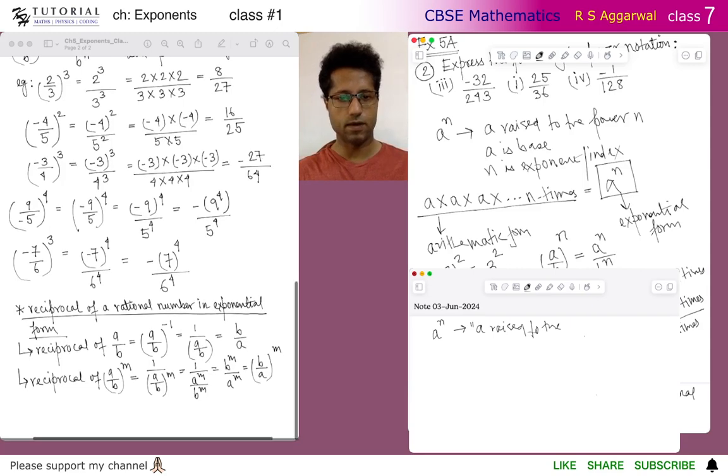So this was the reciprocal of a rational number in exponential form. What else do we have? So these are all the topics that I have to discuss today. So let's now solve the problems.